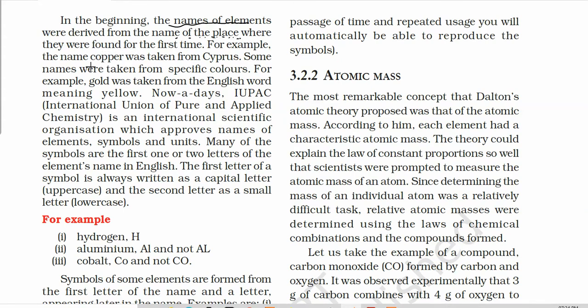For example, copper was first discovered in Cyprus, so the name of copper was given as Cuprum. Some names were taken from the specific color of that particular element. For example, the name of gold is taken from the word yellow, as gold is generally used for yellow color. Nowadays, presently, IUPAC is there.